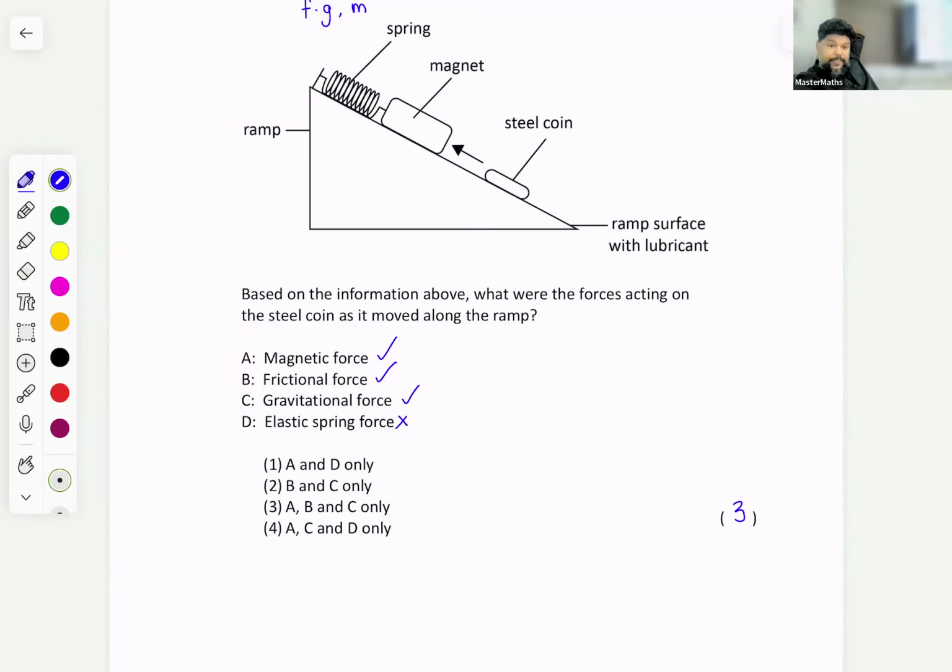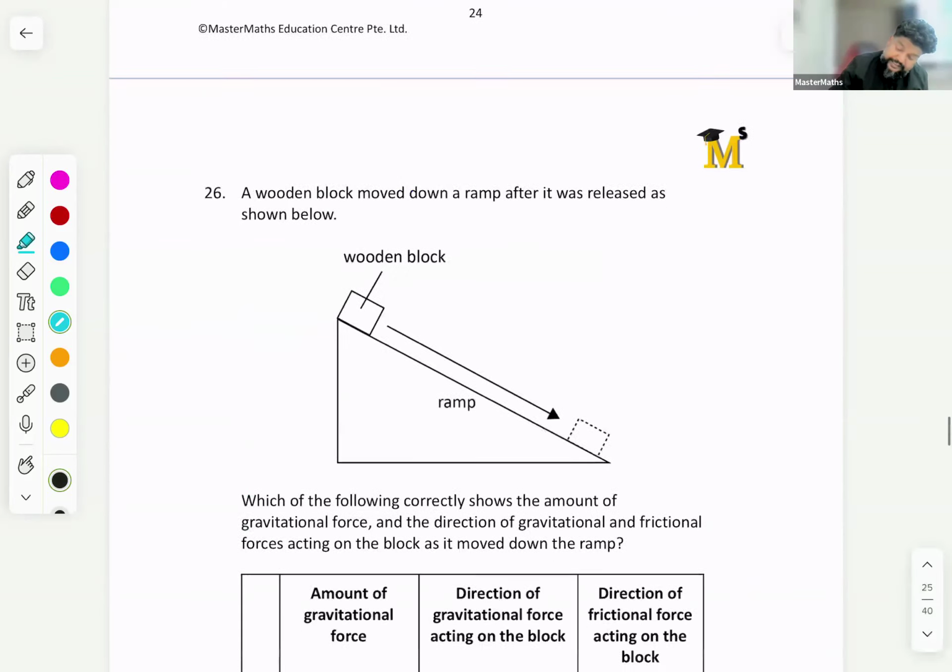Sarah? 1. Okay, see, elastic spring force again. Did the elastic spring force touch the coin? No. That means you must read the question carefully. You see, acting on the coin. They're not asking about the magnet, but acting on the coin. Did the spring touch the coin? Never. Arisa, what was your answer? 3. Very good. Nice. Okay, let's look at question number 26.